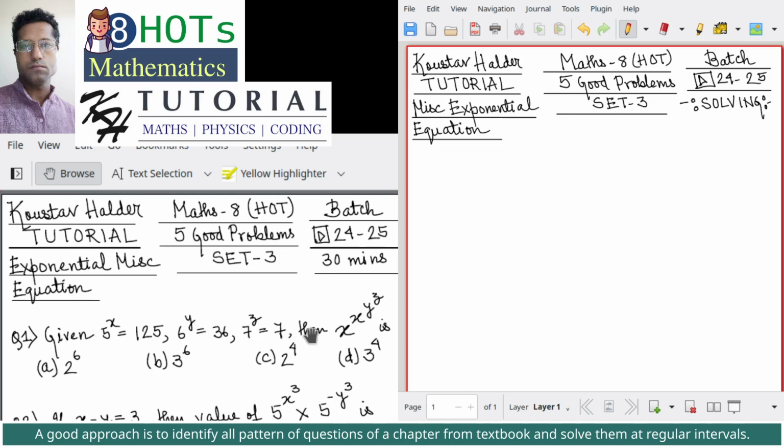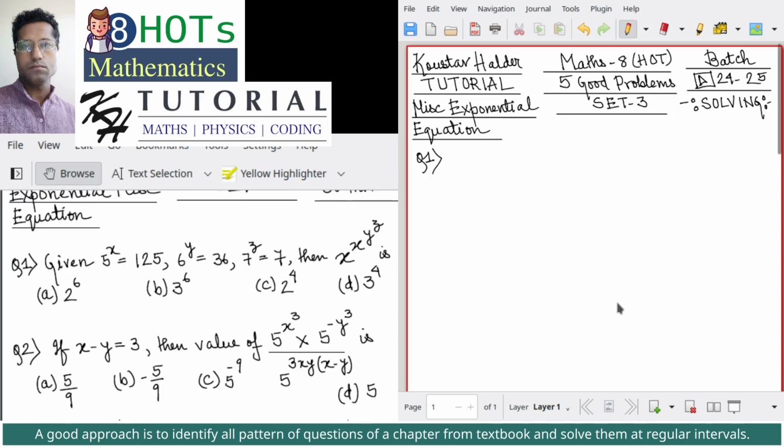So let's get started in solving the problems. Question number 1. It is given that 5 to the power x is equal to 125, 6 to the power y is equal to 36, and 7 to the power z is equal to 7. Then we have to find the value of x to the power y to the power z.